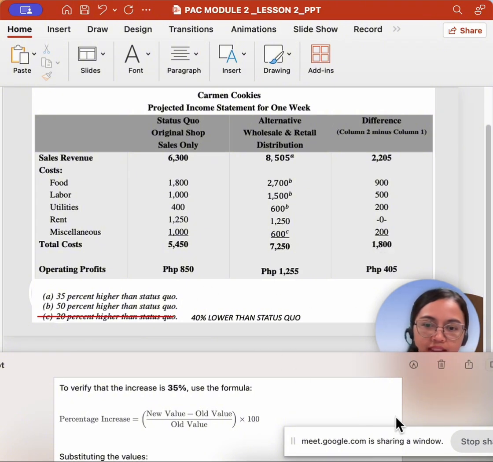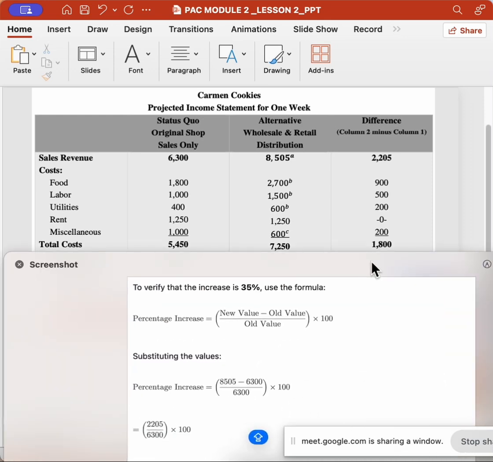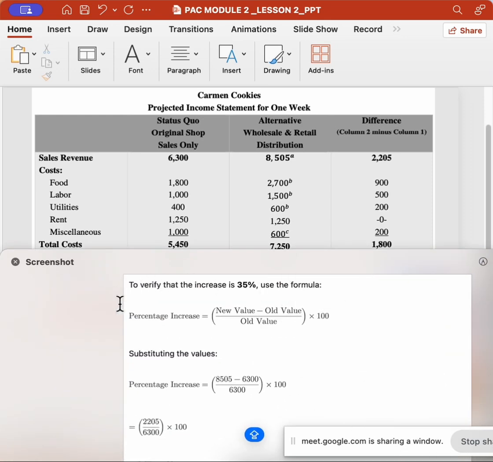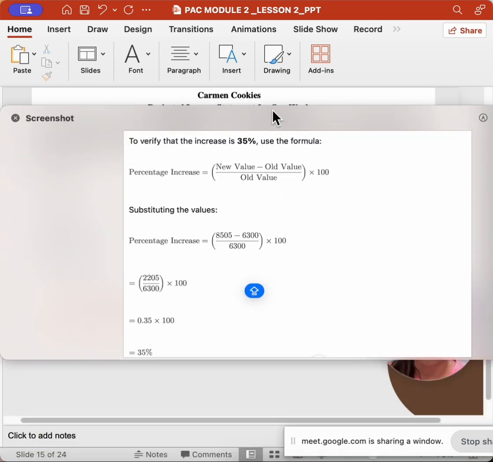Okay? So you got it? Okay, just prefer this formula, and then you can solve it. Like this.